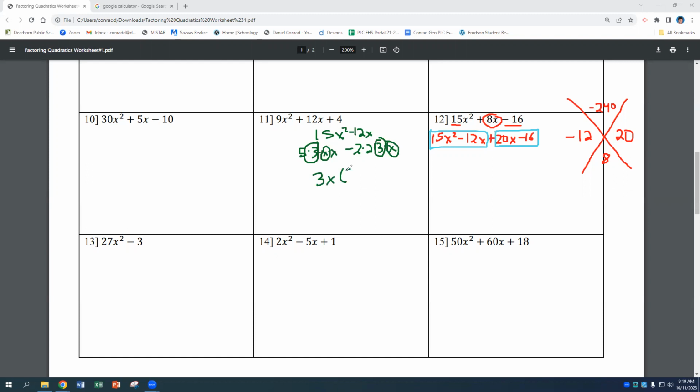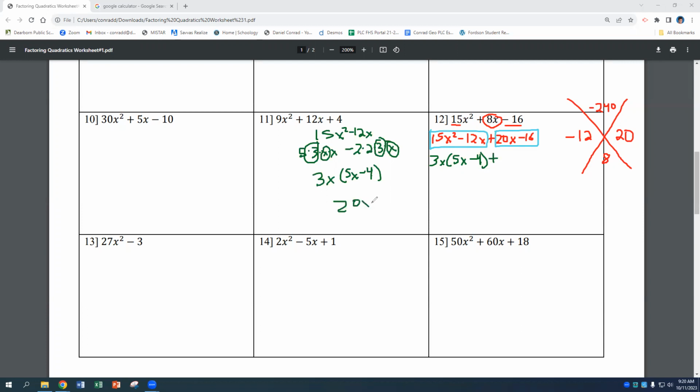What do you have left? You have 5x, and then 2 times 2 is minus 4. Okay, so 3x, and then we have 5x minus 4. If you go backwards, 3x times 5x is 15x squared. 3x times negative 4 is negative 12x.